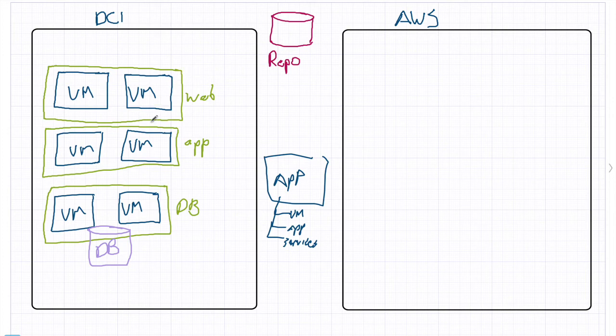So we're going to shut down the web tier. We're going to shut down the application tier, and that will freeze the state on the database.